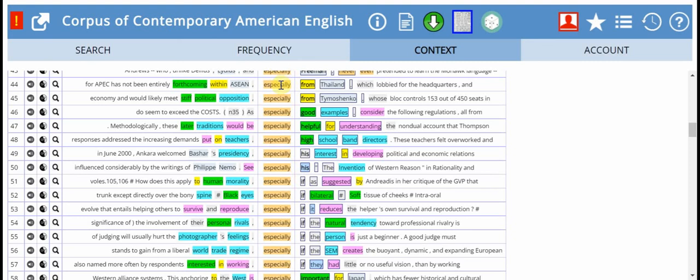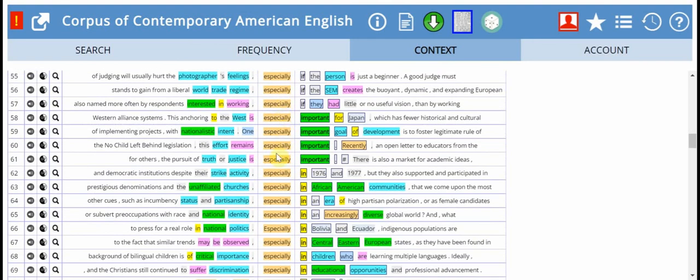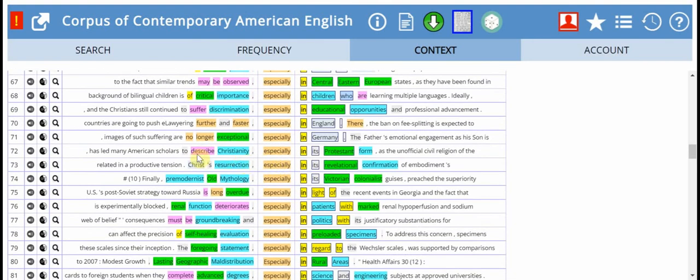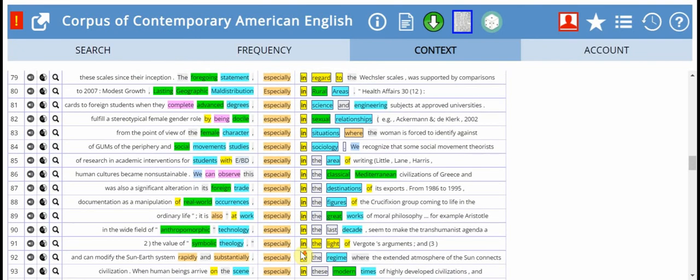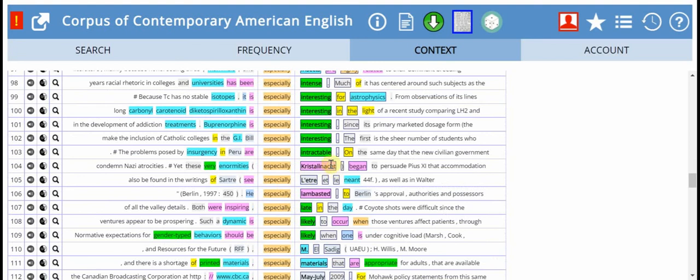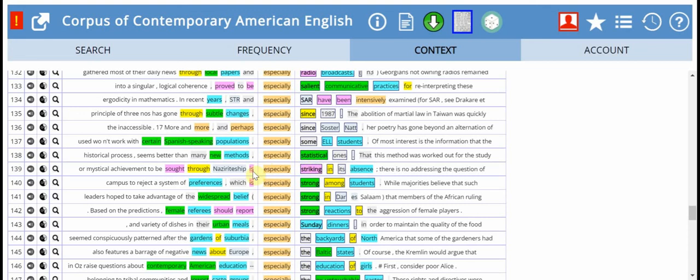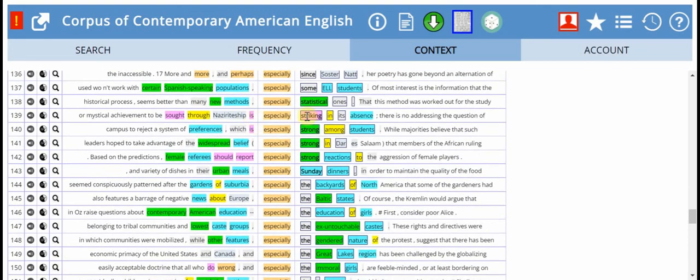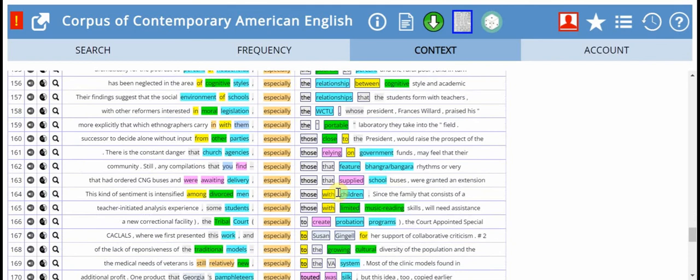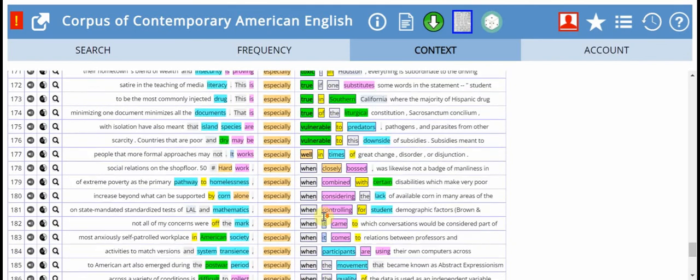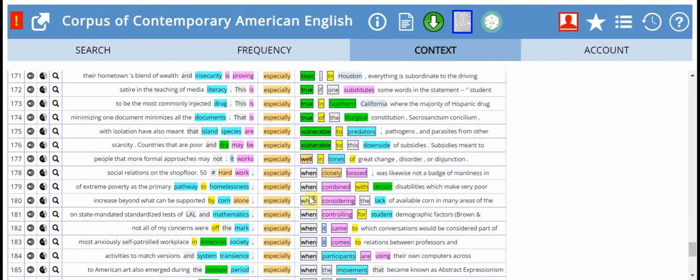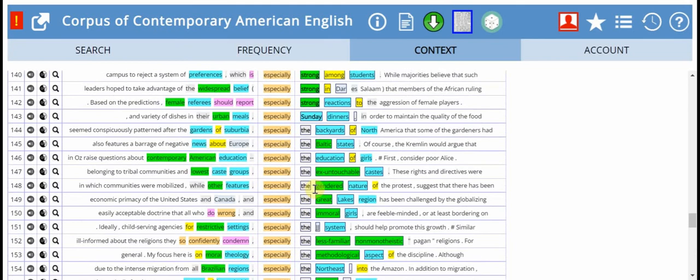Now I might notice that these colors correspond to parts of speech, and I'm kind of curious if this goes with any verbs. Looks like verbs are pink. So I'm going to look for verbs that come after especially. Just scrolling for pink. Okay, maybe that's not quite right there. Okay, we have verb phrases, is striking. Not that many verb, especially plus verb examples.